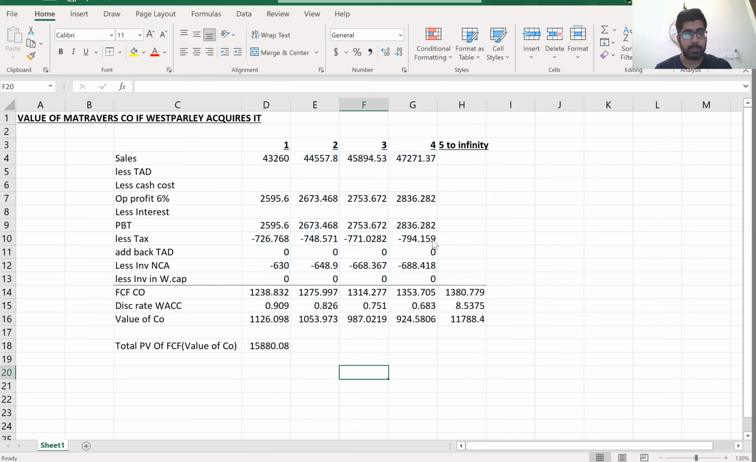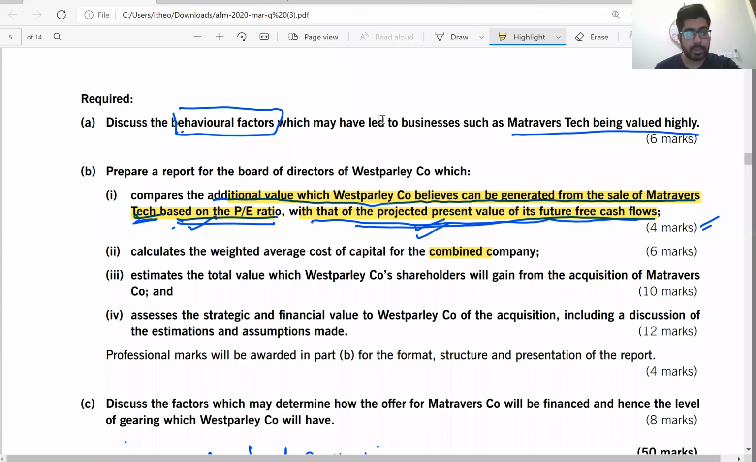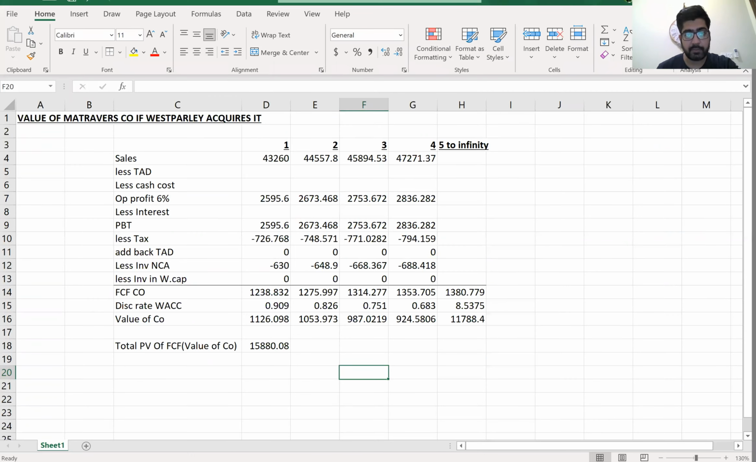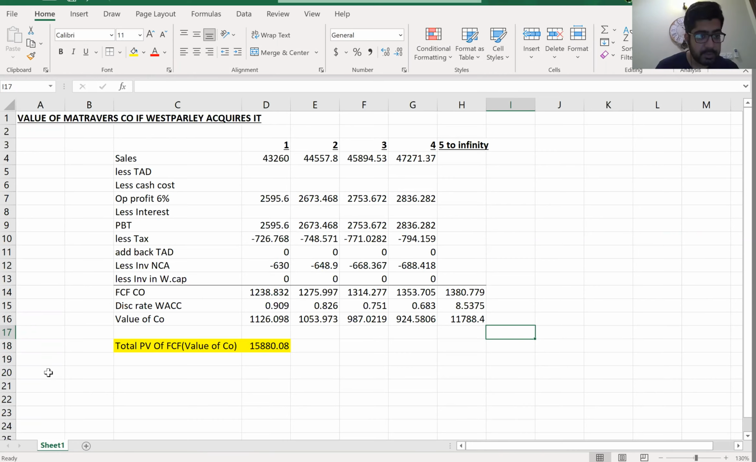Okay, the requirement was asking what is the total value which Vesper's shareholders will gain from acquisition of Matraverse? So obviously, if you acquire Matraverse, you will get Matraverse, the sales, the cost. So I've calculated the value under FCF that if we acquire Matraverse, these are the sales, these are the costs. So we will get this value. Okay.